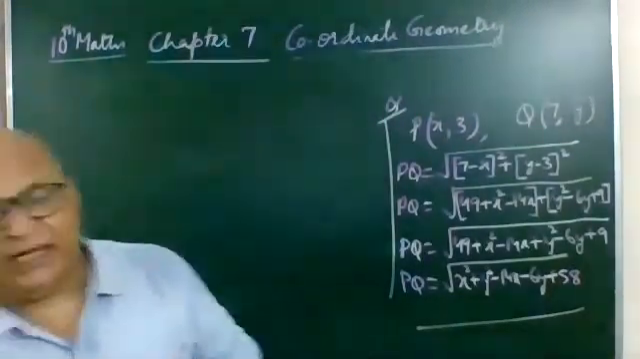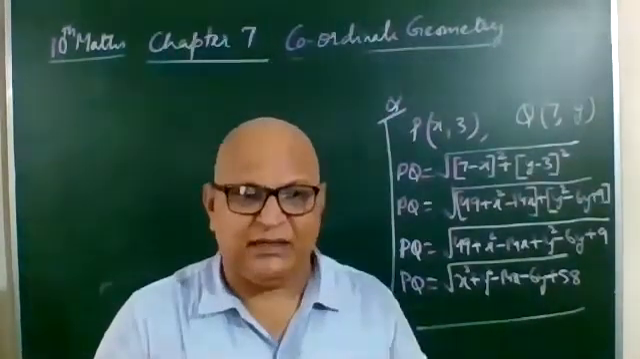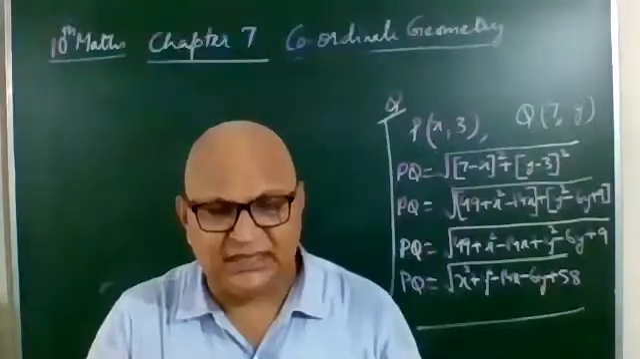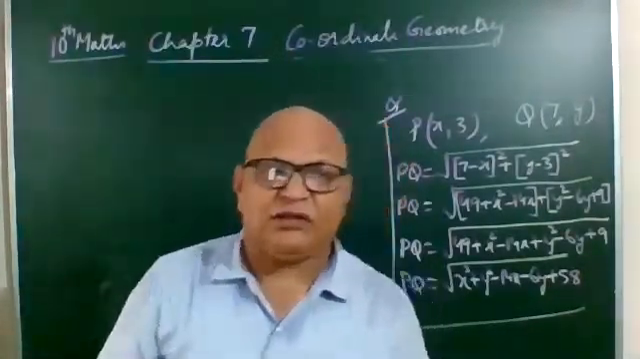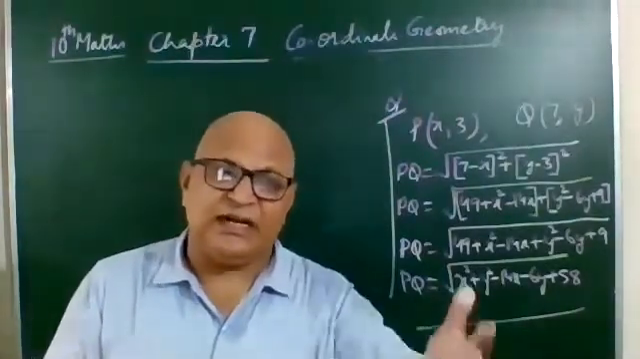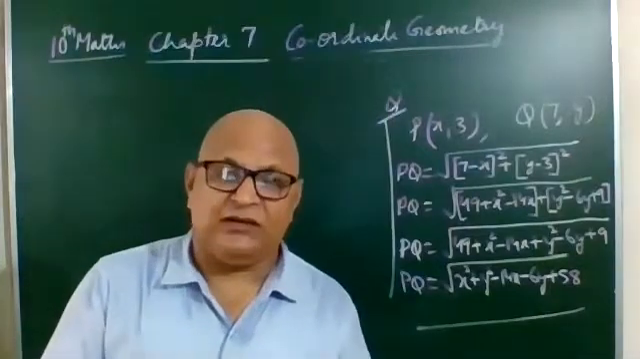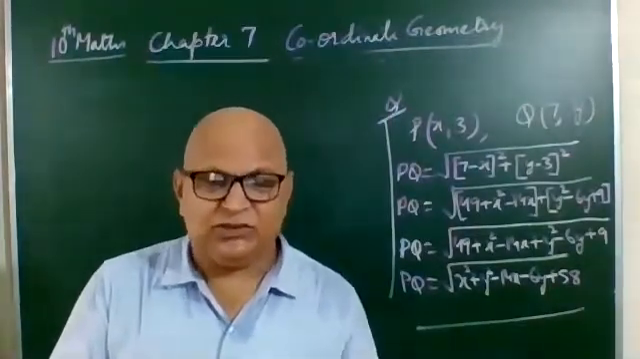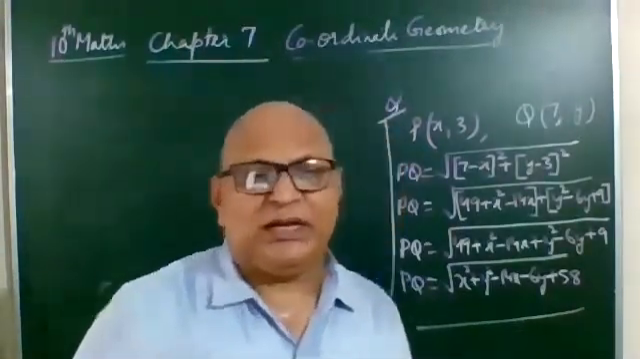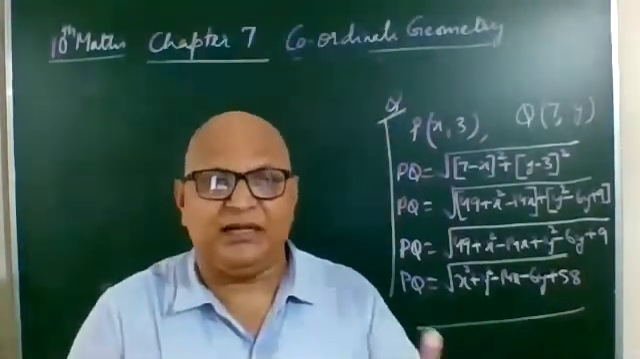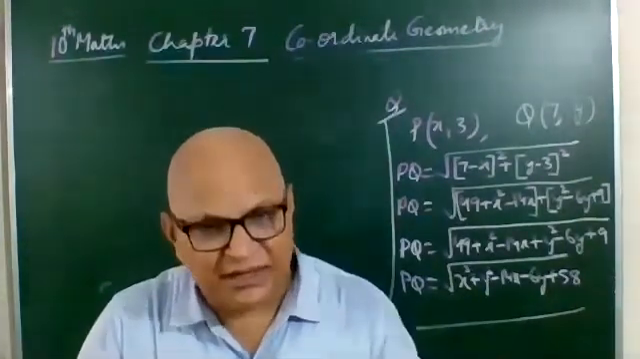Now, when I say scalene triangle, you must know what a scalene triangle is. You will find out all 3 sides by the distance formula, and if all 3 sides are different, you will say that the figure formed by joining the vertices is a scalene triangle. In a scalene triangle, no 2 sides are equal.